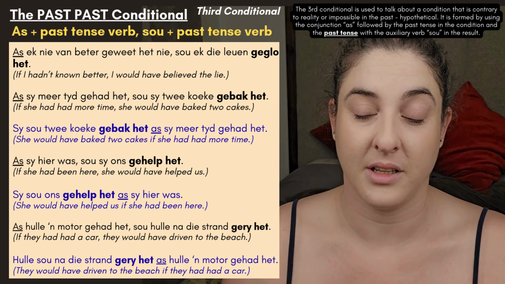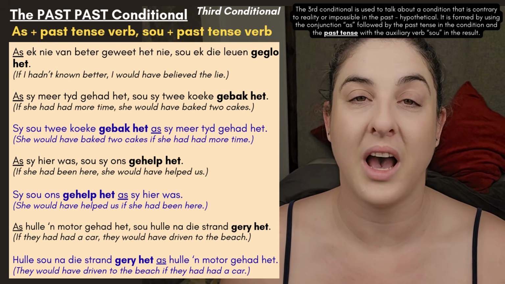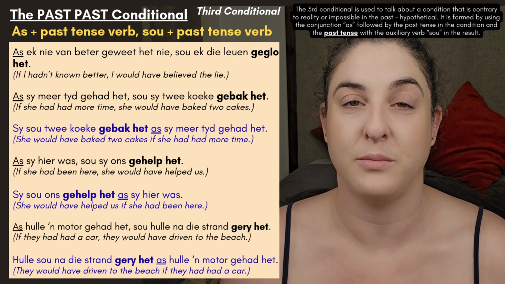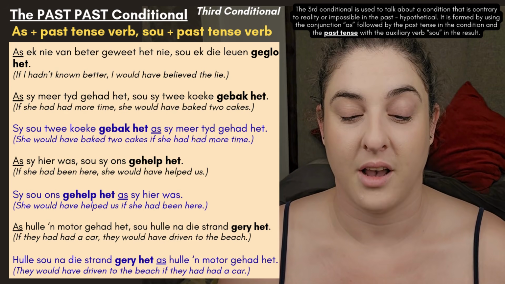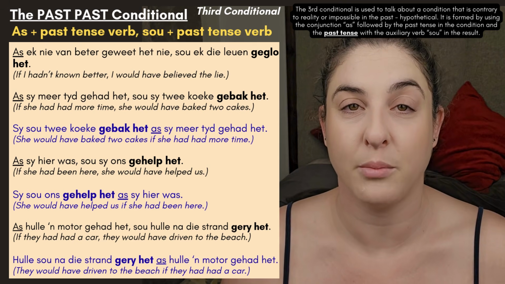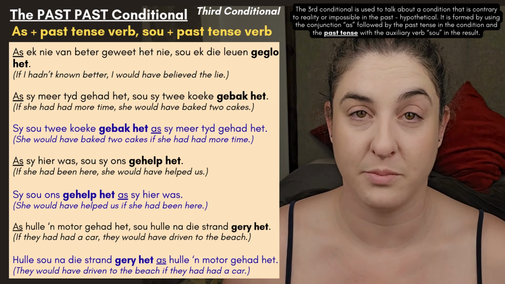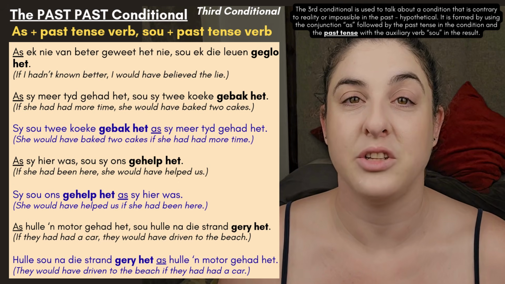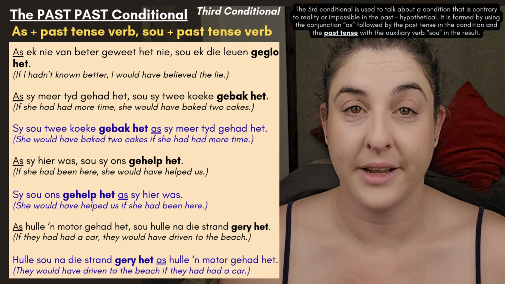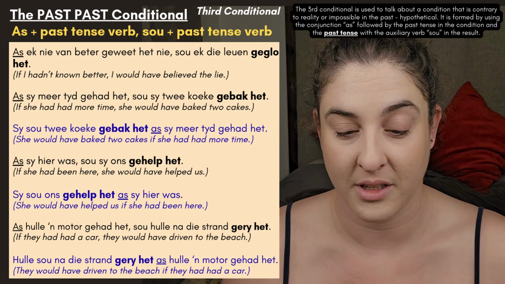As ek nie van beter geweet het nie, sou ek die leuen geglo het. And then you have the English: If I hadn't known better, I would have believed the lie. Then the next one, as sy meer tyd gehad het, sou sy 2 koeke gebak het. If she had had more time, that's past perfect, she would have baked 2 cakes. Sy sou 2 koeke gebak het, as sy meer tyd gehad het. She would have baked 2 cakes if she had had more time.